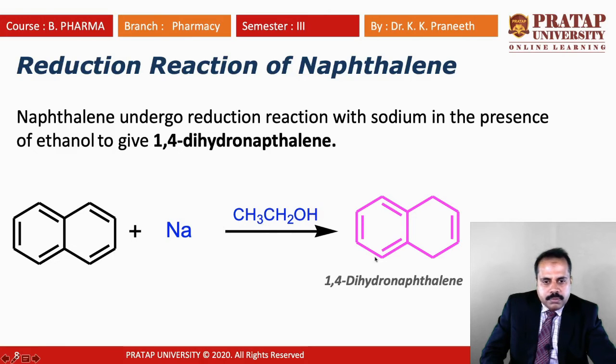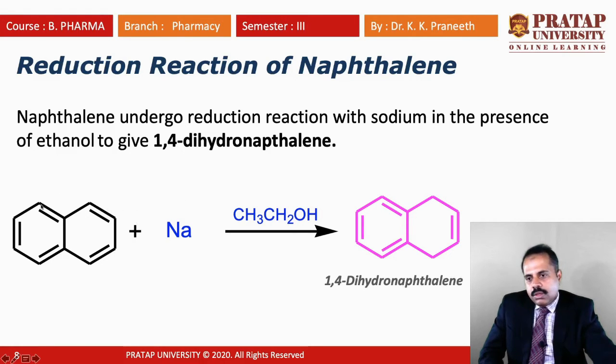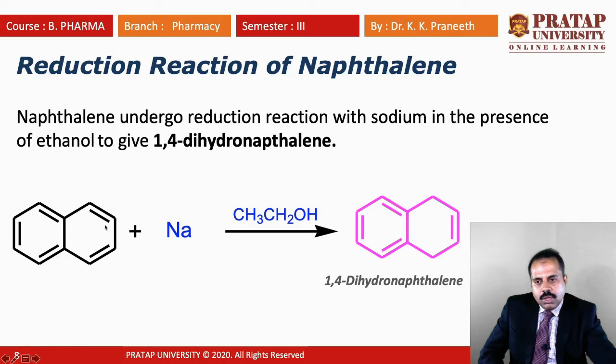to give 1,4 dihydronaphthalene. So, hydrogen got added here, this 1 and this 4, giving 1,4 dihydronaphthalene as a product, right. What is happening here is that one of the double bonds is reduced. That means one double bond is gone, and a hydrogen got added here, and this double bond shifts here. So, one hydrogen added here, one hydrogen added there. These 2 hydrogens got added here.